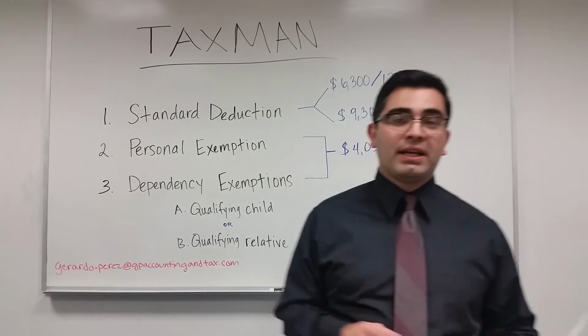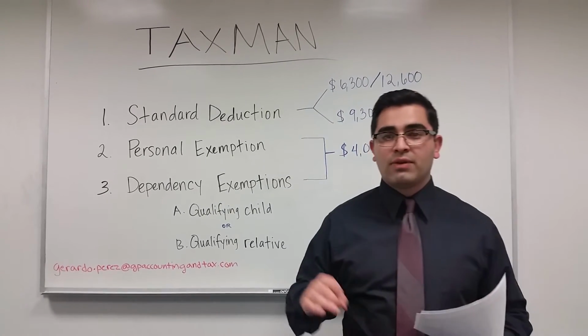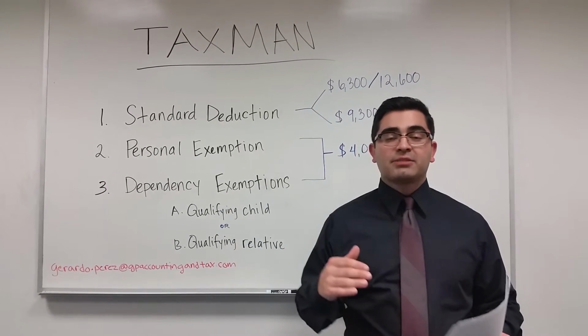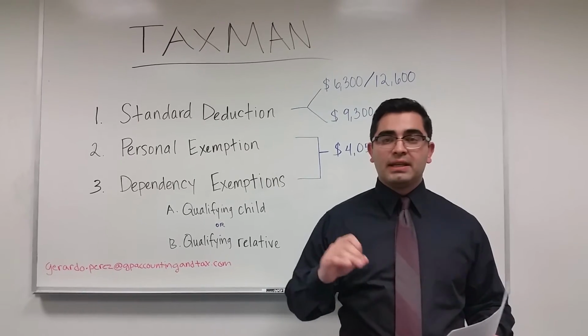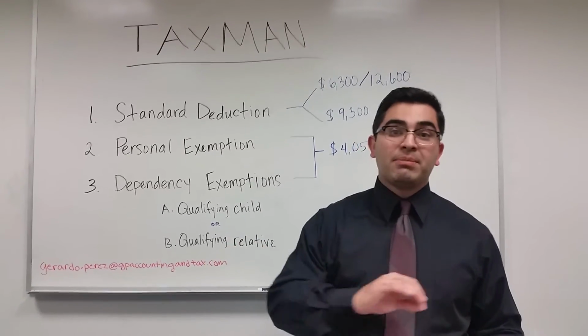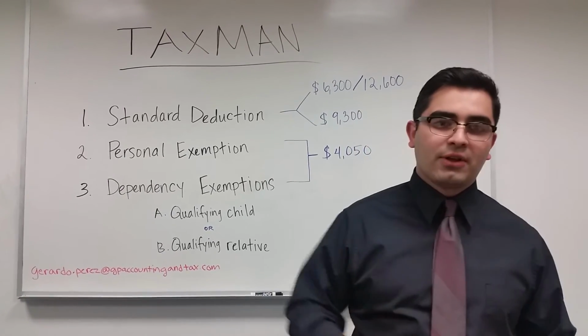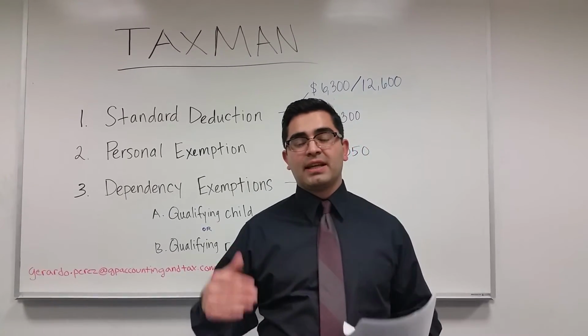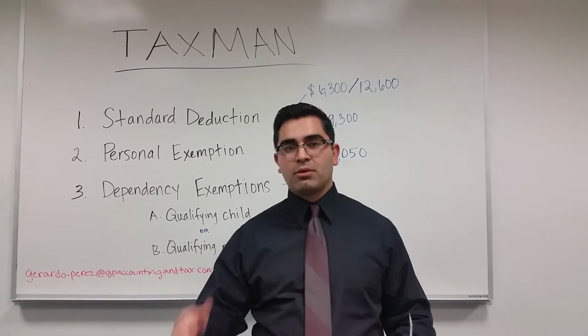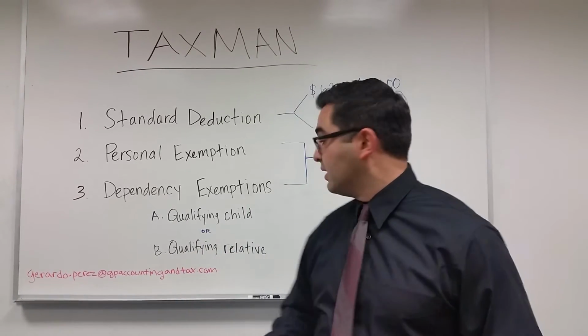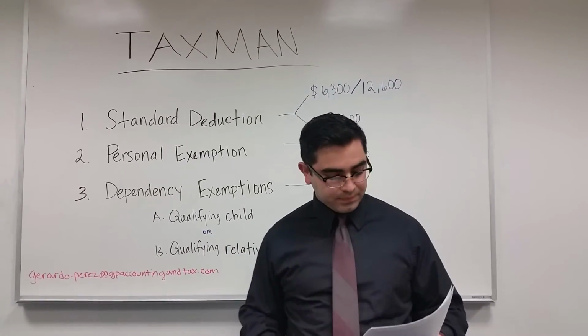Next is qualifying relative. There's a support test to be considered a qualifying relative. The taxpayer has to support the dependent more than 50% for the entire year. So all of their costs, food, rent, all of those items, the taxpayer has to take care of over 50% in order to meet that criteria of a qualifying relative.